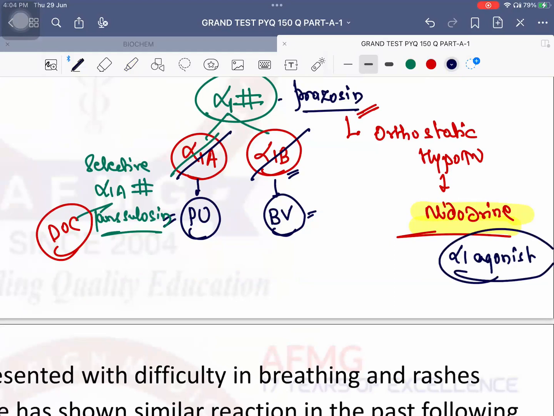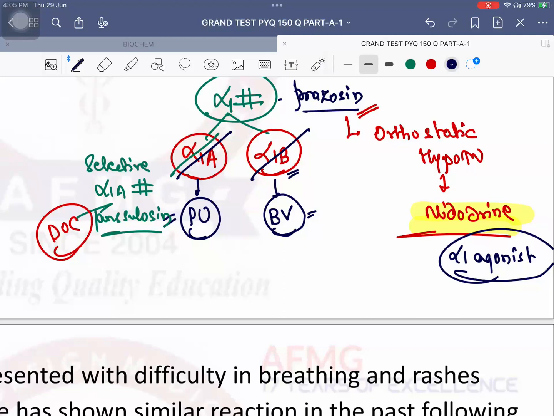What is mydriasis? Dilatation of pupil without cycloplegia, without paralysis of your ciliary muscle. All other mydriatics cause cycloplegia also. So that was the previous year question. Only mydriatic without cycloplegia. Answer is phenylephrine. And phenylephrine is which group of drug? Alpha 1 agonist. No issues with this.